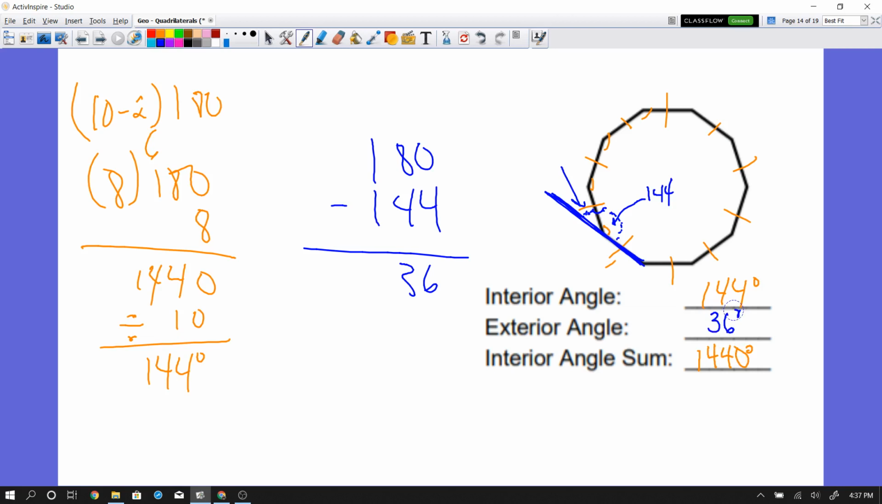It would be okay to practice these. I mean, you could just hypothetically go about and create, like say you've got an octagon, do 8 minus 2 times 180, divide it by 8, then figure out what the interior angles are, and then write down what the exterior angles are. You can do that over and over and over for any amount of sides.